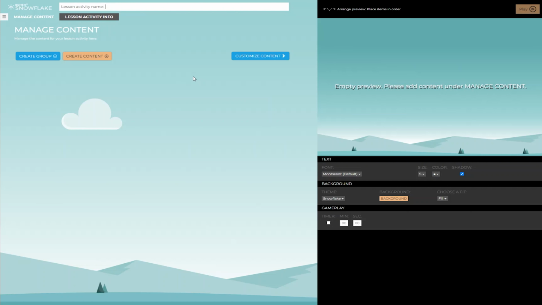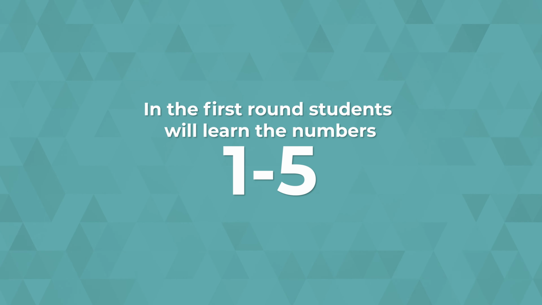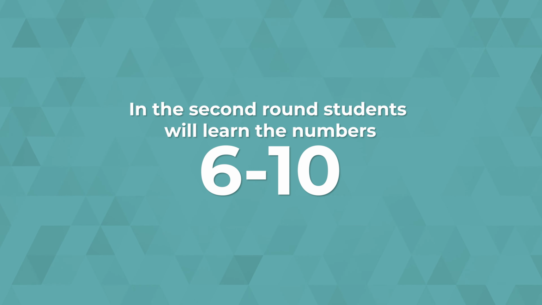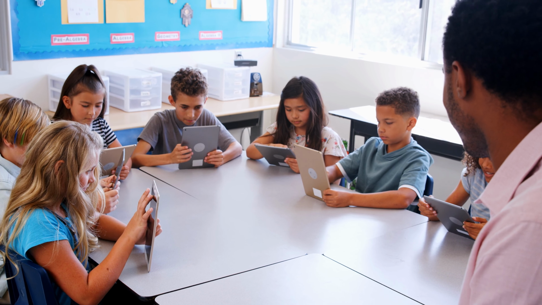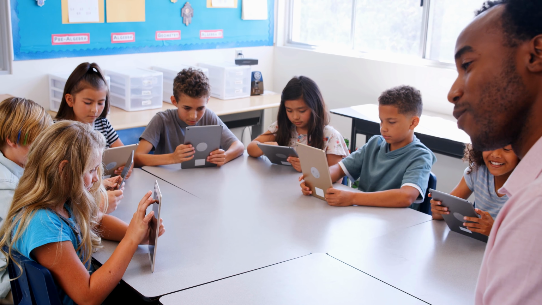First of all, I need to give my lesson activity a name. I will call it numbers 1 to 10 for now, and I can always go back and edit the name later. Now I want to divide my educational content into 3 rounds that get progressively harder. In the first round, students will learn the numbers 1 to 5, and in the second round, they will learn the numbers 6 to 10. Then, in the third round, they will put everything together and learn the order of the numbers 1 to 10.